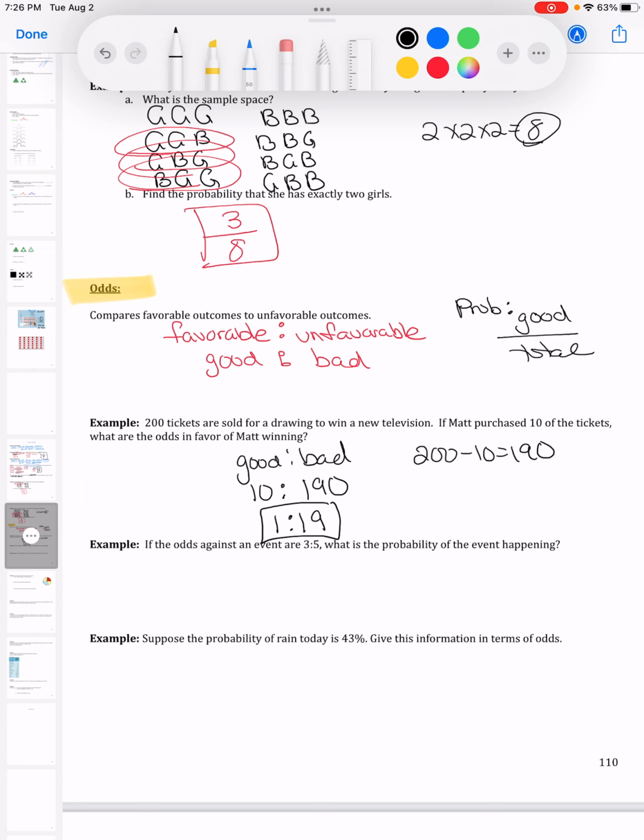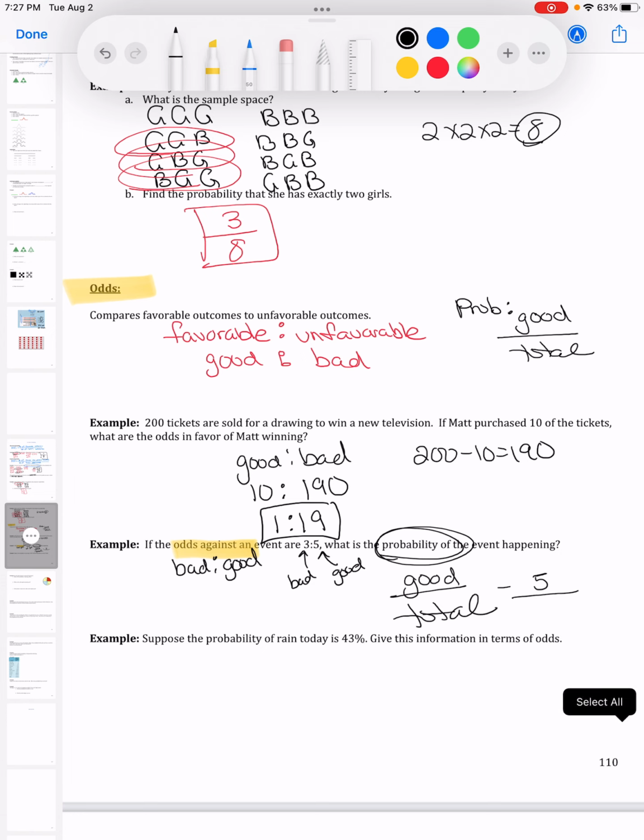We got another one here. This one has the odds against. So the odds against are the opposite. They're going to give us the bad stuff first and then the good stuff. So the odds of something not happening, that means that 3 is the bad stuff and 5 is the good stuff. And I want to know the probability. Remember, the probability is always the good or favorable stuff over the total. Well, the good stuff was 5, and if there are 3 bad and 5 good, the total is 8. So 5/8.